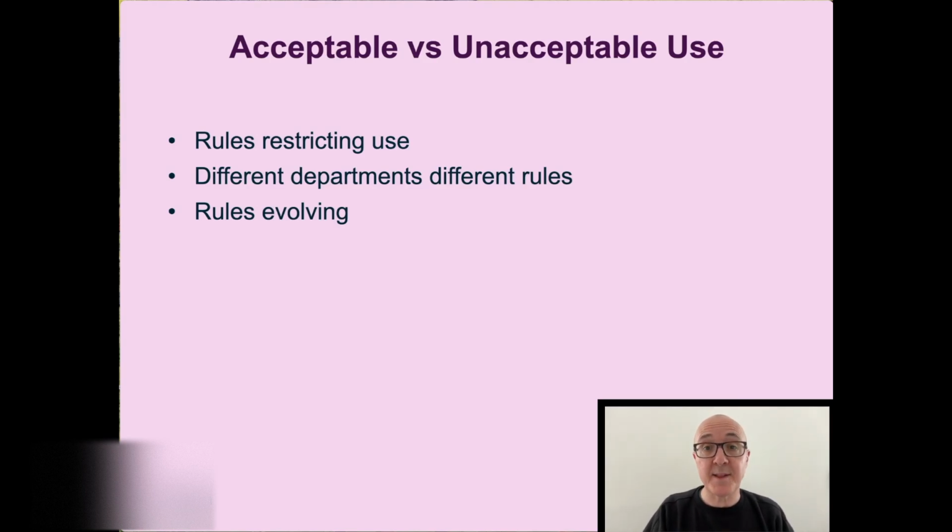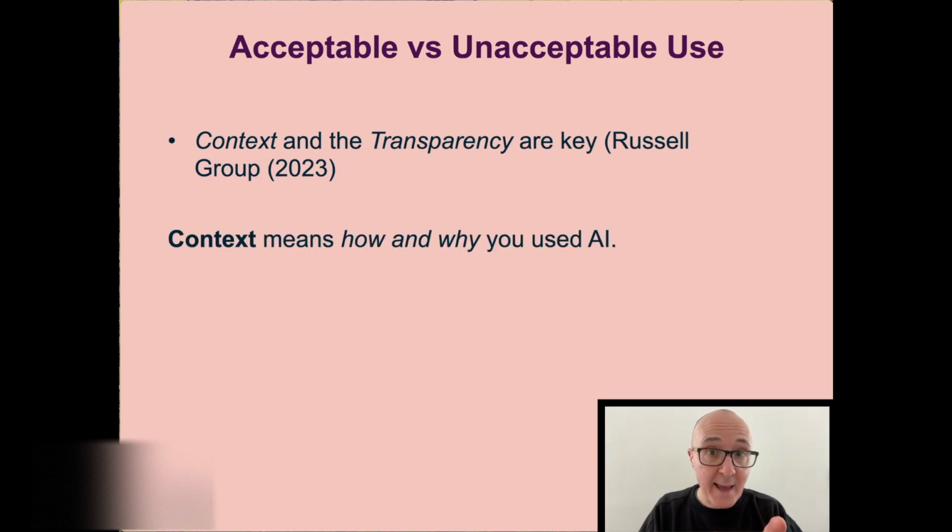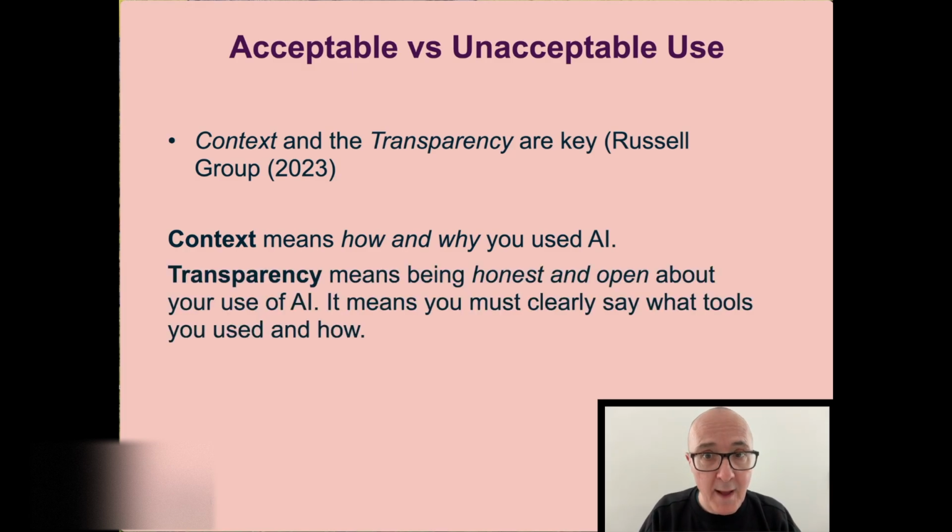According to the Russell Group 2023 guidance and policies at universities like Durham and York and Cambridge, the context and the transparency of AI use are key. So what do those words mean? Context means how and why the student uses the AI. Was it just for checking grammar, or did it generate whole paragraphs? The purpose matters. Transparency means being honest and open about how you use your AI. It means you must clearly say what tools you use and how. Rules and guidelines are often revised and updated.